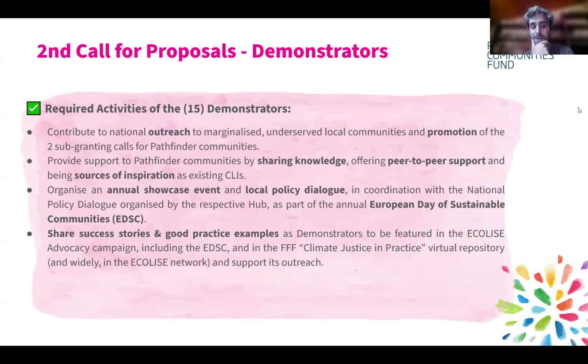And then you will share success stories and good practices examples as demonstrators to be featured in the ECOLISE advocacy campaign, including the European Day of Sustainable Communities, and also in the Funding for Future's Climate Justice in Practice visual repository that we are developing at the moment.